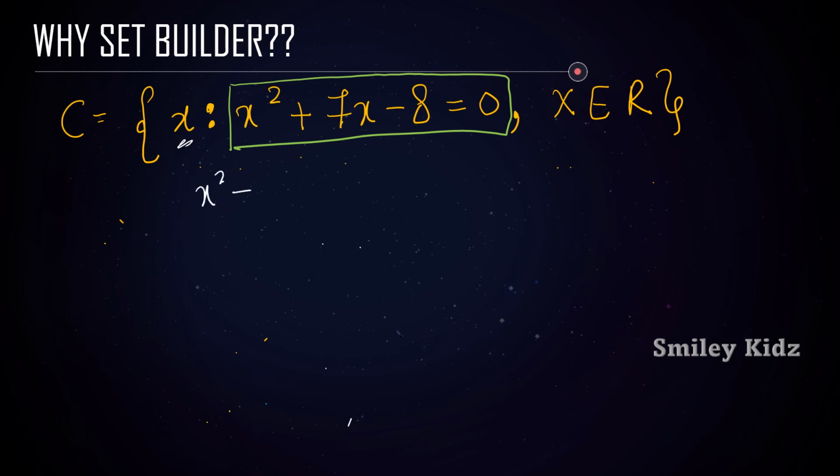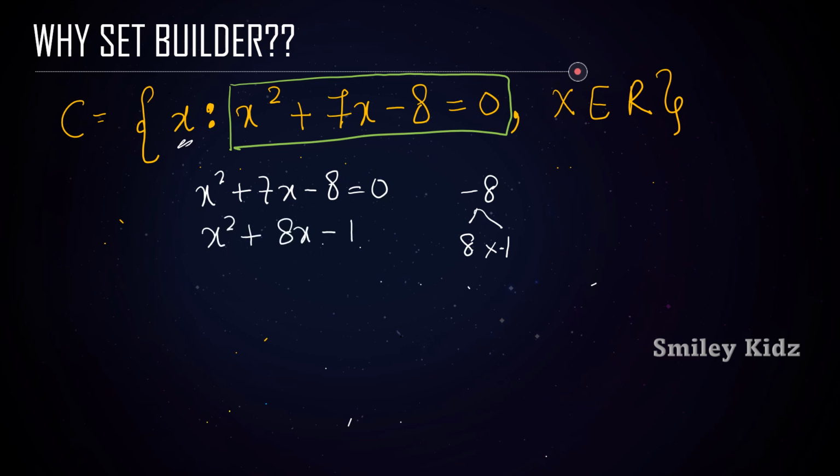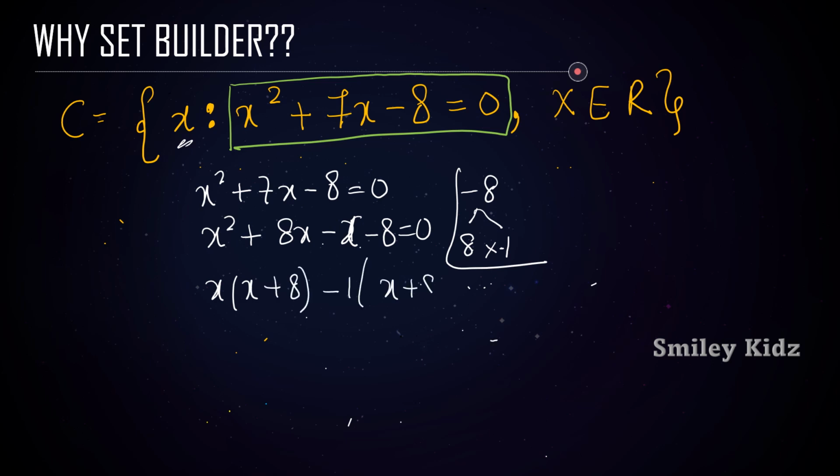So x squared plus 7x minus 8 equals 0. Let's solve it first of all. Here minus 8, can I write it as minus 8 into 1? Well, I'll not write it as minus 8 into 1, but I'll write it as 8 into minus 1. So x squared plus 8x minus x minus 8 equals 0. If I'm going to solve this, I'm going to have x into x plus 8 minus 1 into x plus 8. Can I write it in this manner? I can definitely write.